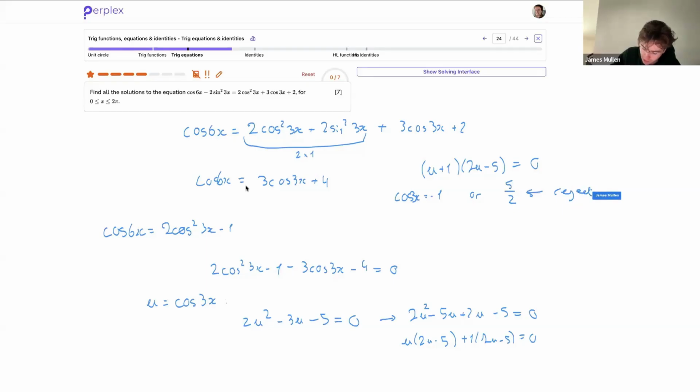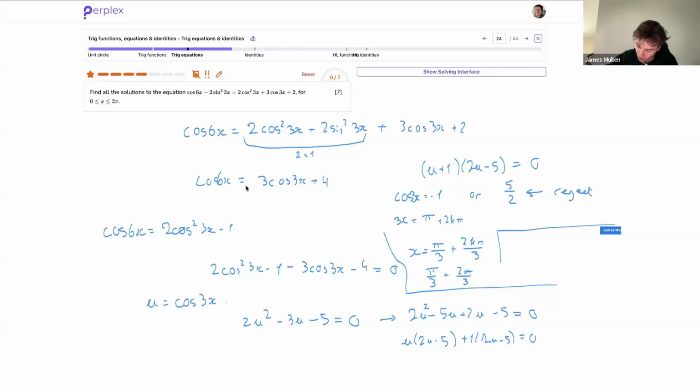So I just have cos 3x is equal to minus 1, which means that 3x is going to be equal to, well, cos is minus 1 when I'm at pi over 2 plus 2k pi. If I divide by 3, I get x is equal to pi over 6 plus 2k pi over 3. Cosine is not negative 1 at pi over 2, it's negative 1 at pi. So that's just pi, actually. And this should be pi over 3.